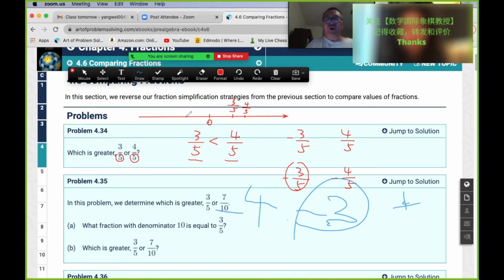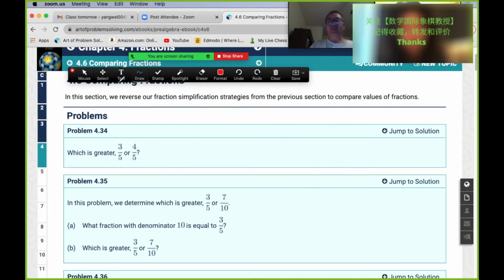So can you draw where negative 3 over 5 is and where negative 4 over 5 is? Right. See, then you can say negative 3 over 5 is on the right side of negative 4 over 5. Therefore, negative 3 over 5 is greater than negative 4 over 5. This one is very important. If you understand this one, then you learn a lot.